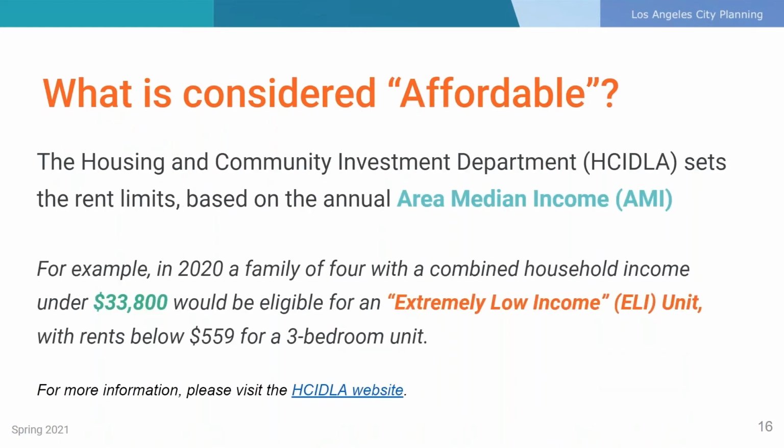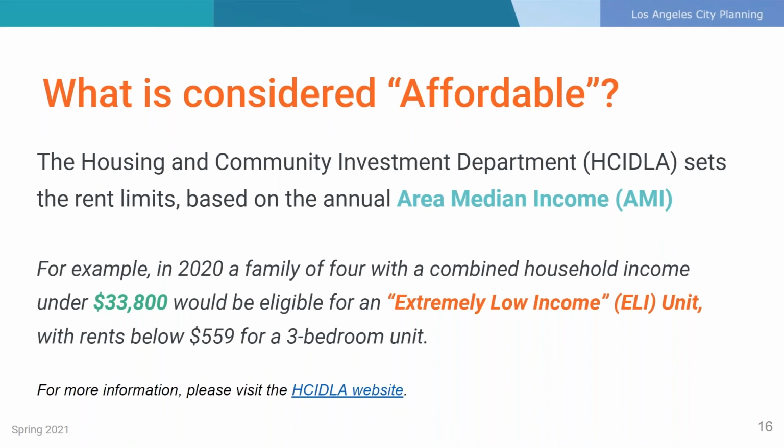So what is AMI and what does it actually mean for these units to be affordable? The Housing and Community Investment Department, HCIDLA, sets the rent limits each year based on the area median income, which is also called AMI. Based on the income range, rent is capped at 30% of a household's total income to ensure that the household is not considered rent burdened. The rent limits take into account household size and the income range.